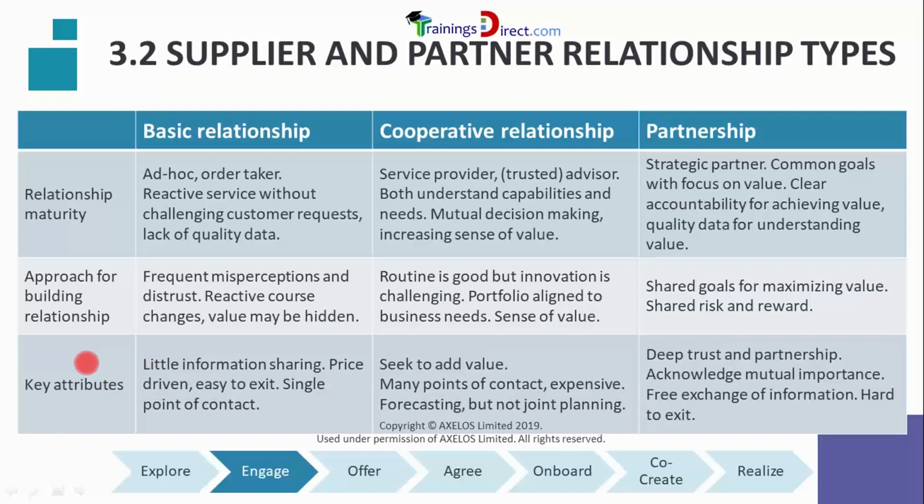The key attributes of a basic relationship are little information sharing, price-driven, easy to exit, single point of contact. In a cooperative relationship, it seeks to add value, many points of contact, expensive, forecasting but not joint planning. On the other hand, partnership: deep trust, acknowledging mutual importance, free exchange of information, hard to exit.